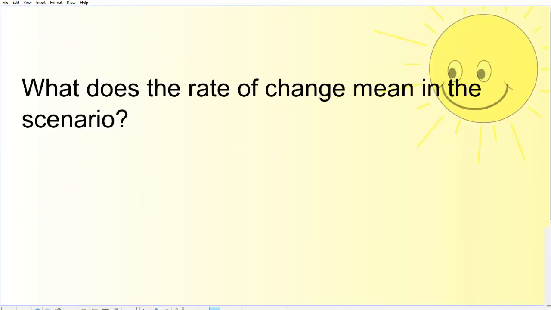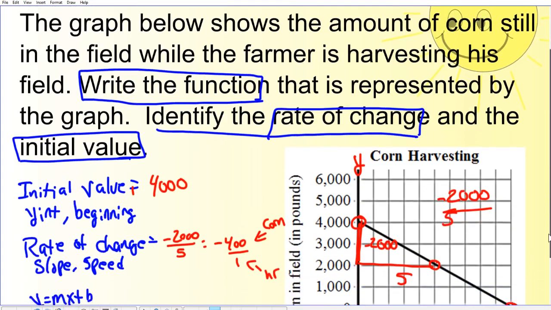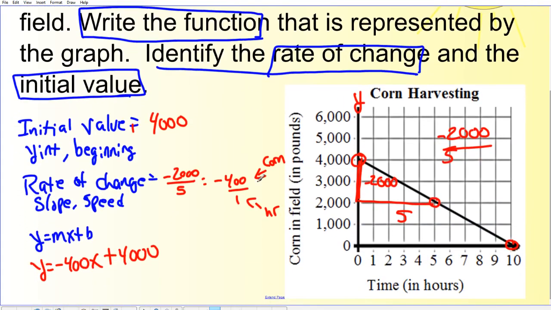In that last problem, the corn problem, what does the rate of change mean in the scenario? I think I might have even told you the answer just not too long ago. What does this rate of change, what does this negative 400 over 1 mean in terms of this farmer getting corn out of his field? What does that mean? We're trying to interpret the rate of change, interpret the slope.